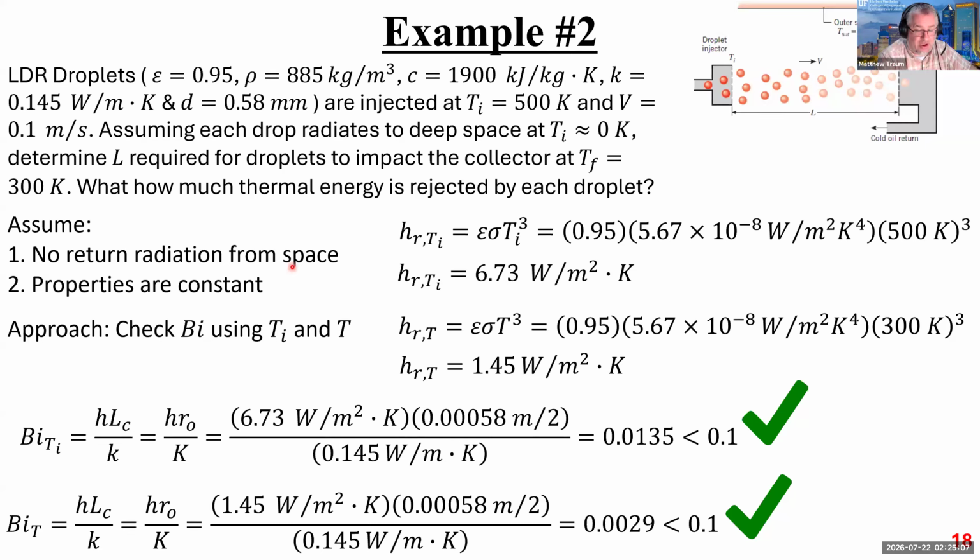If the number is greater than 0.1, then you have to go to a more sophisticated technique, which I'll talk about in follow-on lectures. Okay, so my approach here is to check the Biot number for one of these droplets to see if they maintain an internal temperature gradient or whether they are constant temperature all the way through. And if they're constant temperature all the way through, then it's much easier to figure out how far they have to go to get from one side of this collector to the other.